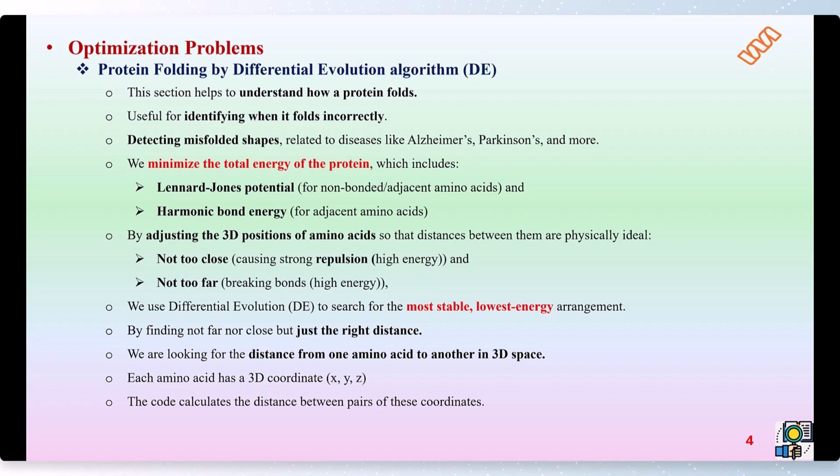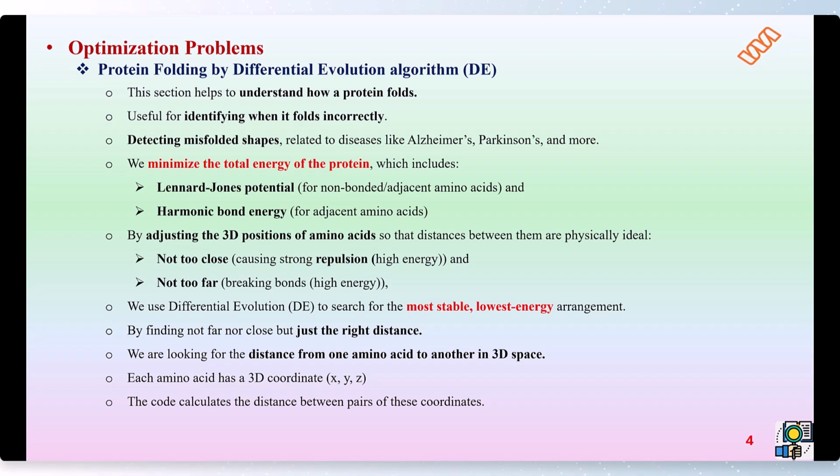Now, this section helps to understand how a protein folds, useful for identifying when it folds incorrectly, detecting misfolded shapes related to diseases like Alzheimer, Parkinson, and more. We minimize the total energy of protein, which includes Lennard-Jones potential equation for non-bonded or non-adjacent amino acids, and harmonic bond energy for adjacent amino acids.